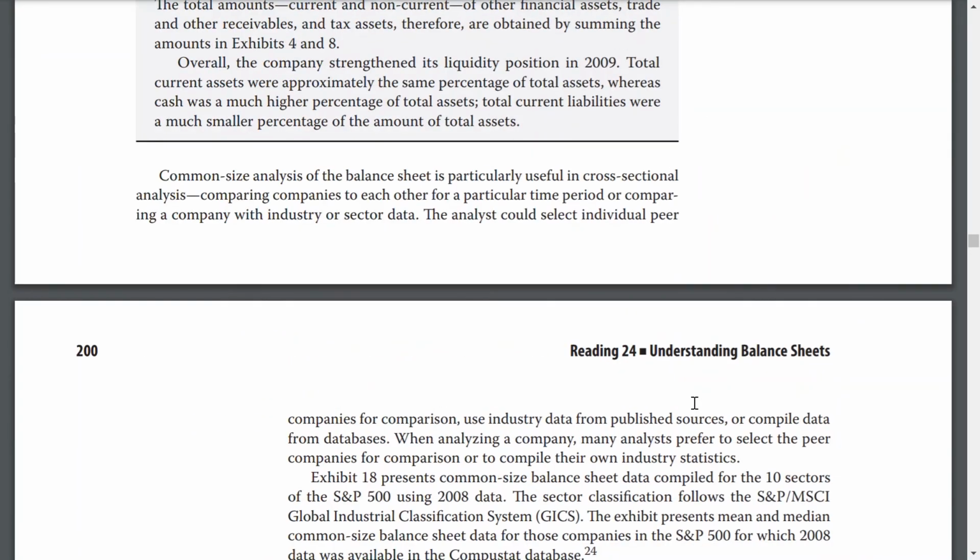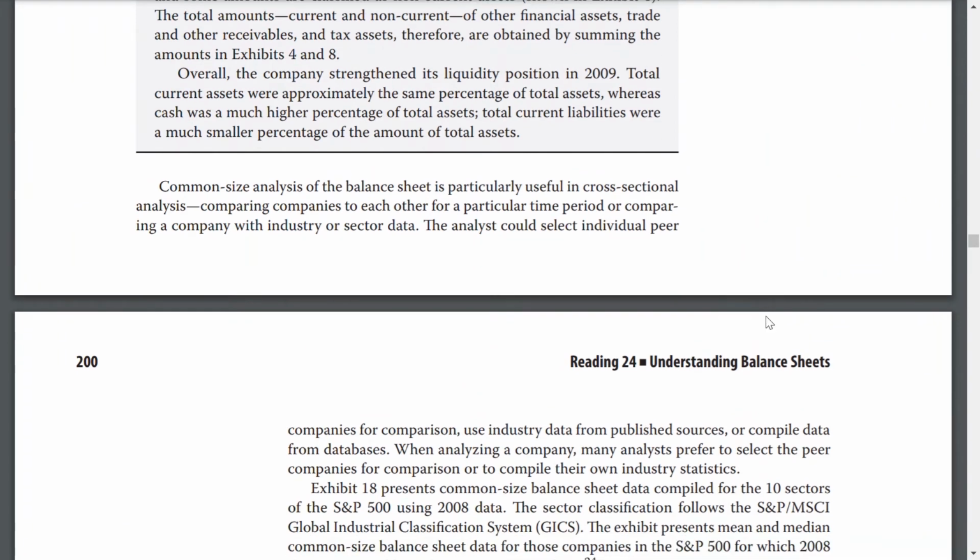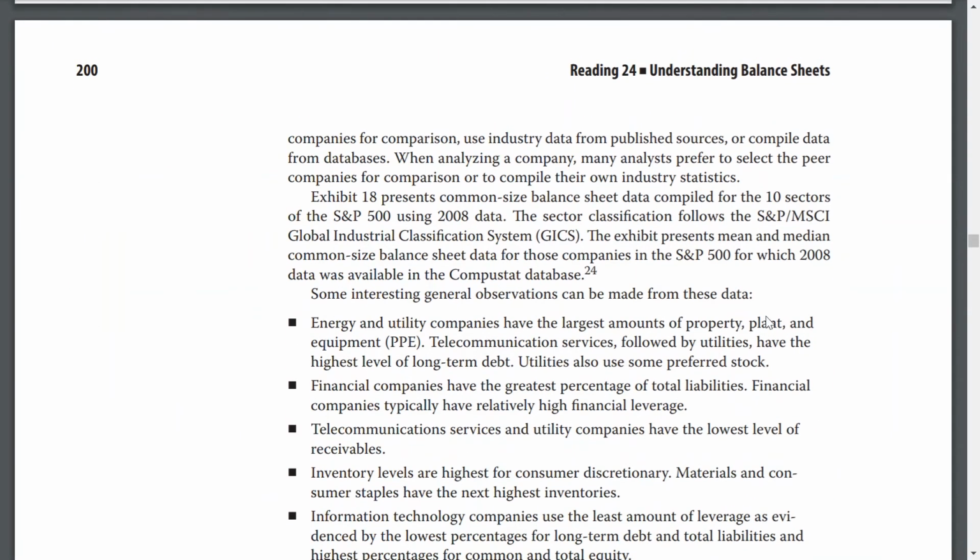Common size analysis of the balance sheet is particularly useful in cross-sectional analysis, comparing companies to each other for a particular time period, or comparing a company with industry or sector data. The analyst could select individual peer companies for comparison, use industry data from published sources, or compile data from databases.